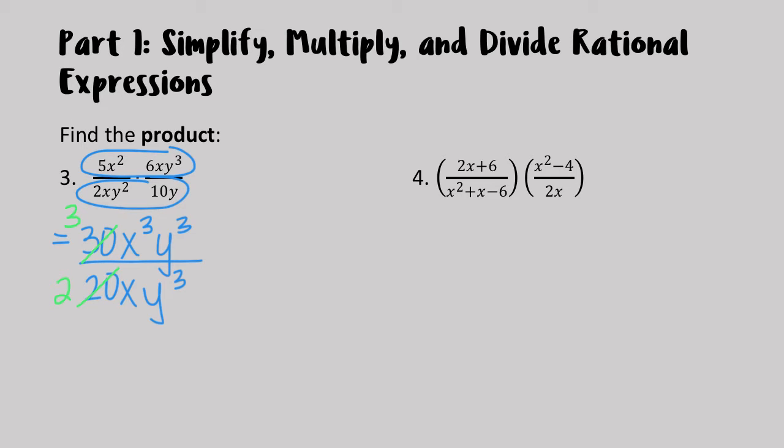x cubed divided by x, so now I'm looking at like terms. If I cancel out the one x in the bottom with one of the x's in the numerator, then now I have x squared in the numerator. And then y cubed divided by y cubed is just 1, so then I don't have any more y's. So now my answer would be 3 x squared in the numerator, and then in the denominator, just 2 left.